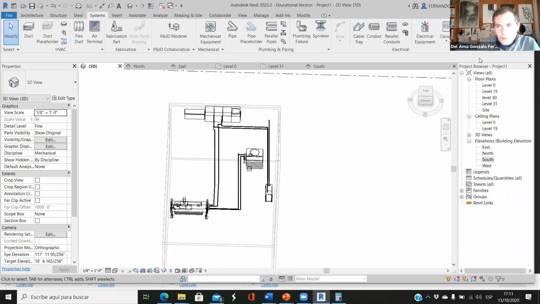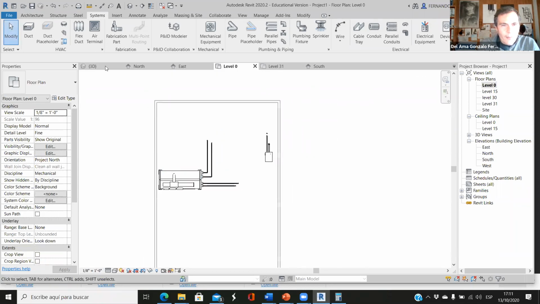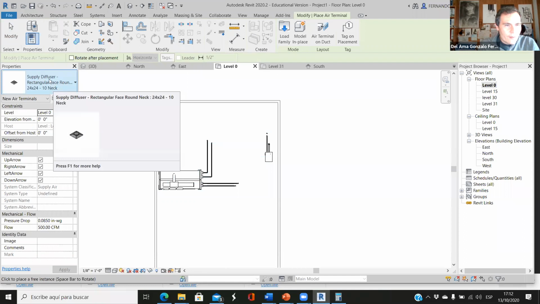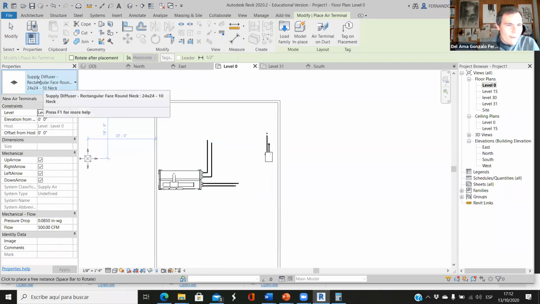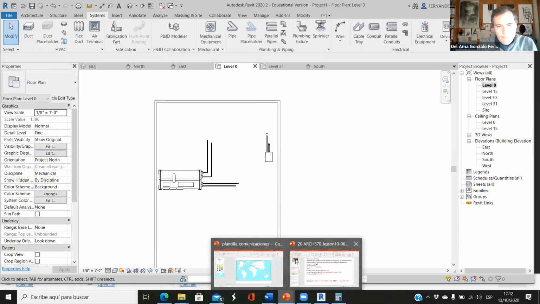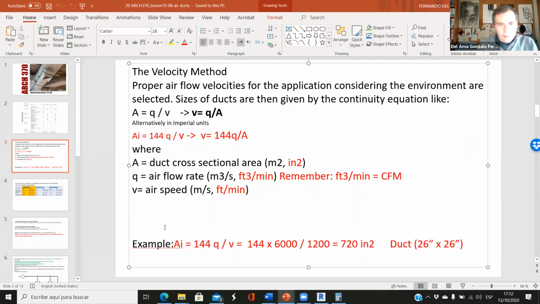Okay, so now what do we have to do? Let's start with level 0. On level 0, we have this, but what we have to do now is to design the air terminals. So we are starting with supply diffusers. Look at this, we have 24 by 24, and the neck is 10. So we can make this calculation beforehand. What is the airflow of the supply diffuser?